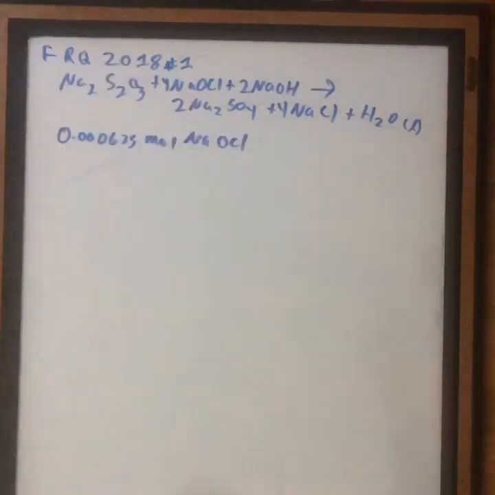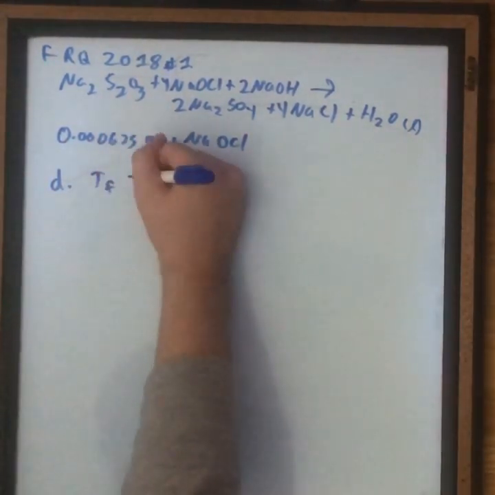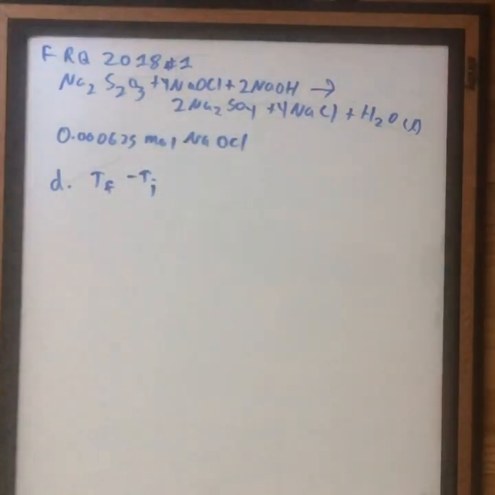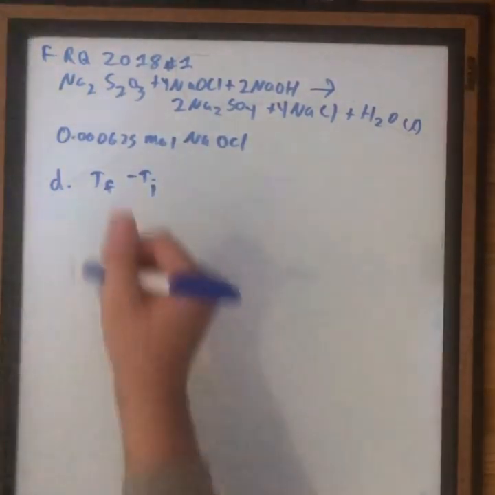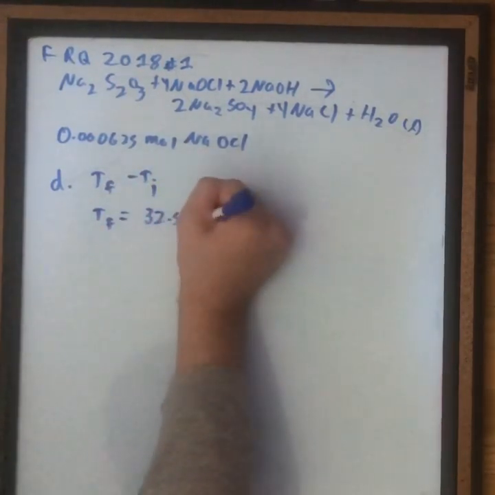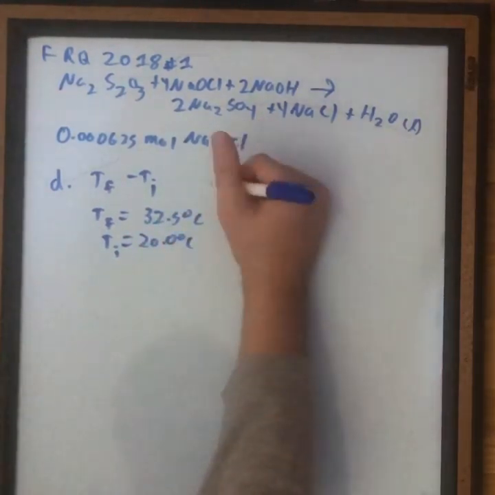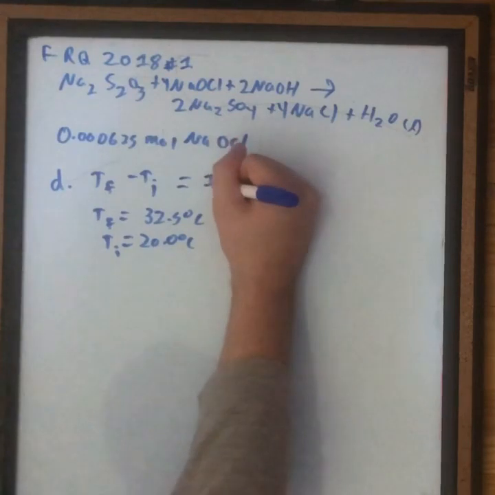The solutions, all originally at 20 degrees Celsius, are combined in an insulated calorimeter. The temperature of the reaction mixture is monitored, as shown in the graph below. Part D. According to the graph, which I will show on screen, what is the temperature change of the reaction mixture? Temperature change is always equal to T final minus T initial, so we just need to look up what is T final and T initial. And T final is estimated to be at 32.5 degrees Celsius, and T initial is given to us at 20 degrees Celsius. So the temperature change is 12.5 degrees Celsius.